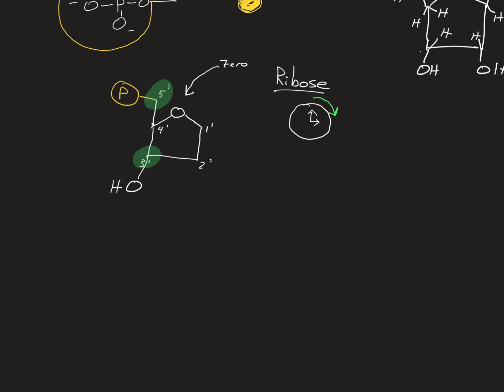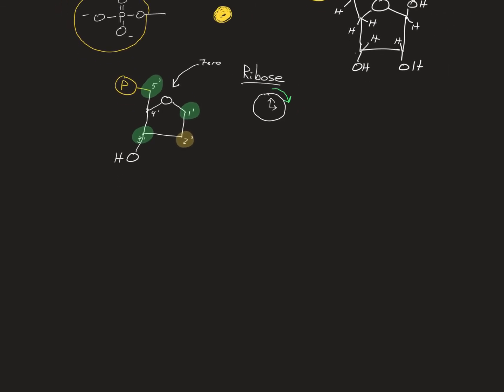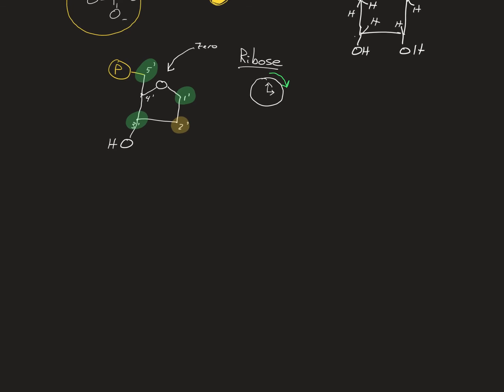There's also the 1. The 1's position is very important as well. But those 3 spots are very important. And then this one becomes kind of important, and we'll look in a minute at why it's important. But this is the 3' end. This is the 5' end. It becomes very important.